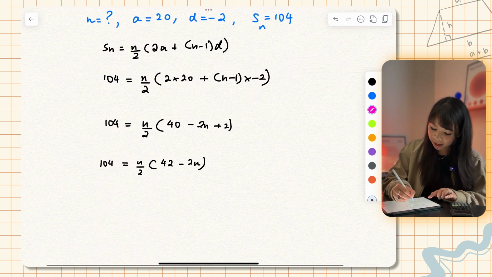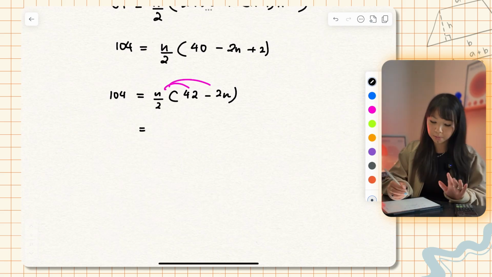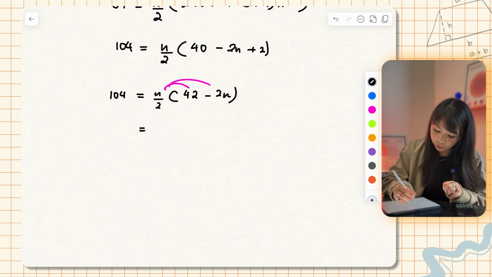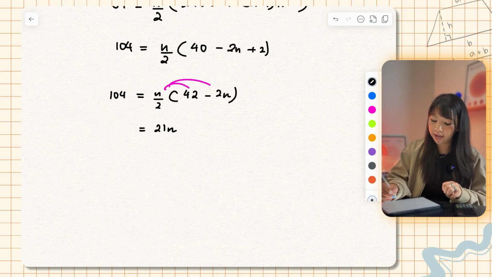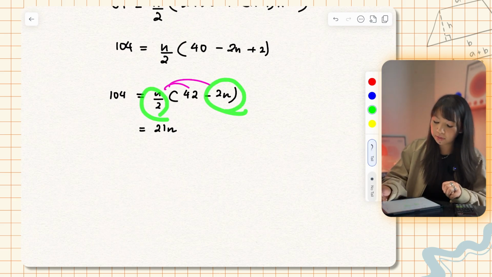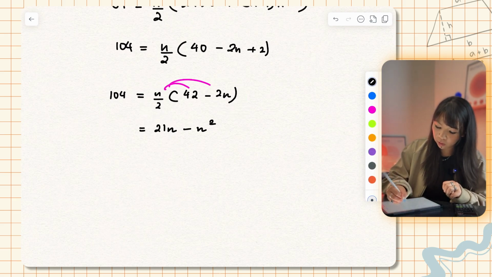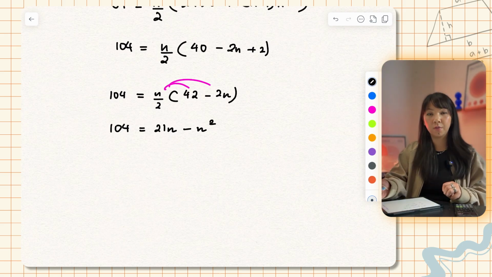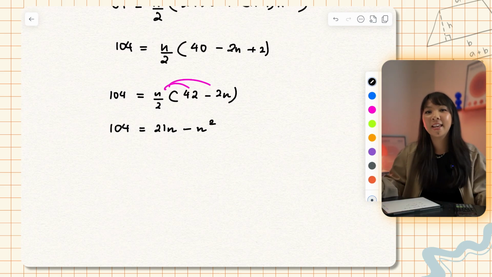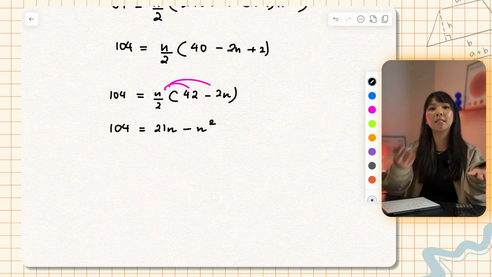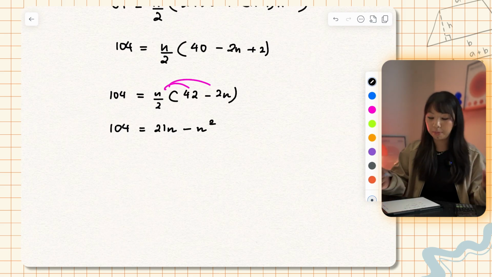Now, if you expand this out, you're going to get 42 divided by 2 is 21, so that's 21n. n over 2 times negative 2n is negative n squared. And that's equal to 104. Now, what do you notice that this looks like? It's a quadratic. Anytime you have something appearing squared, something appearing again, then it's going to be our quadratic.